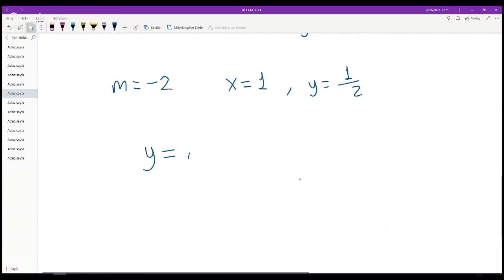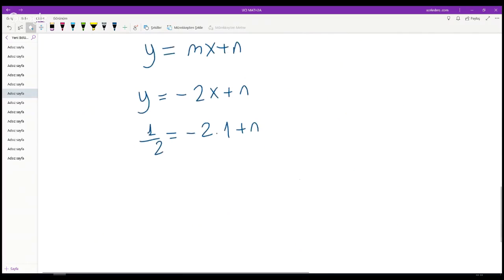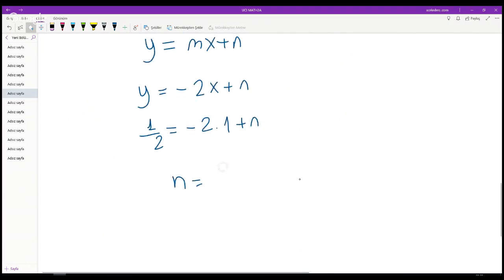So y equals mx plus n, right? So this is the equation I will use. y equals minus 2x plus n. Just to find n, I replace the values. 1 over 2 equals minus 2 times 1 plus n. And n is 2 plus 1 over 2, 5 over 2. So the equation is y equals minus 2x plus 5 over 2. Okay.